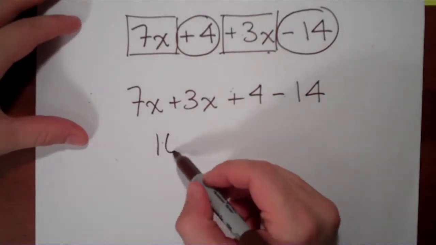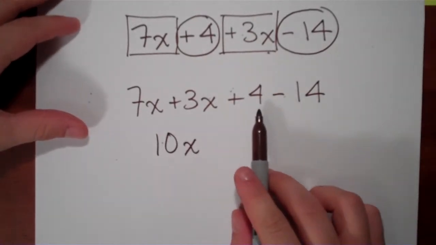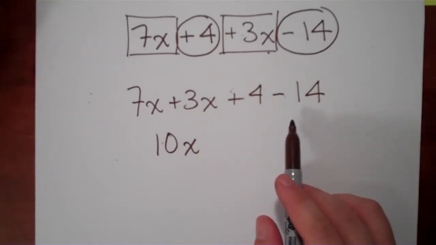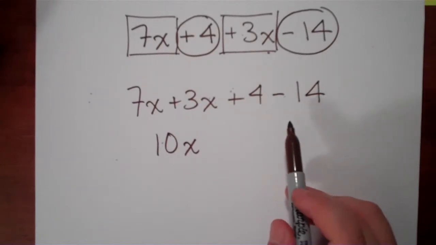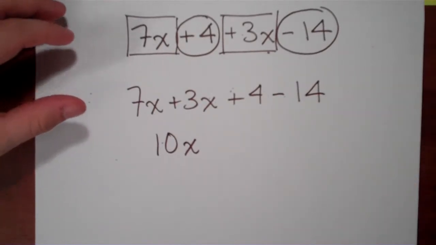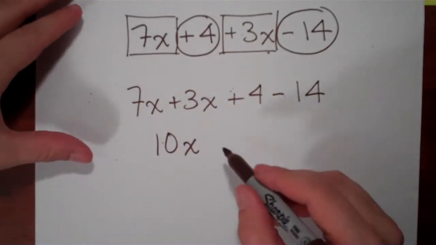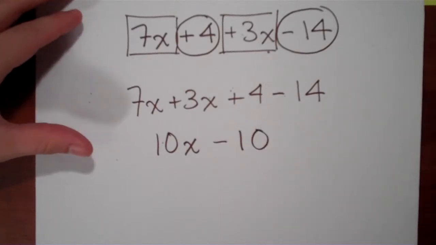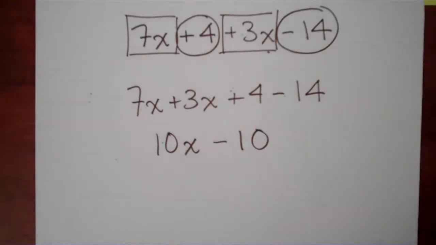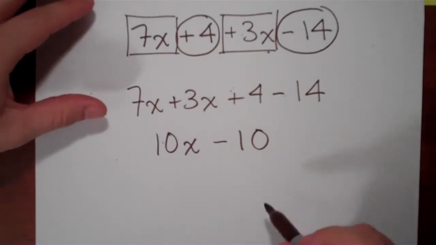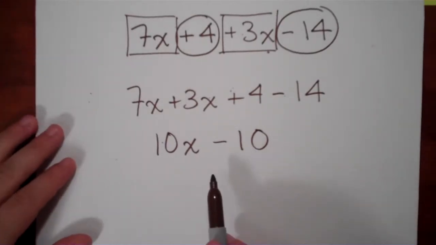7x plus 3x would be 10x. If we add 4 but then subtract 14, we're going up 4 and then back 14. So really, we're going back a total of 10. If you're not following me, look on a number line. Start at 0, go up 1, 2, 3, 4, and then go back to the left 14. You're going to end up at negative 10. So if we add 4 and then subtract 14, really we're subtracting a total of 10. So this would be our simplified expression.